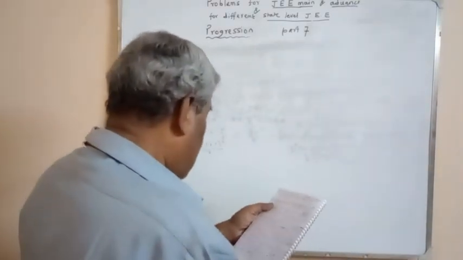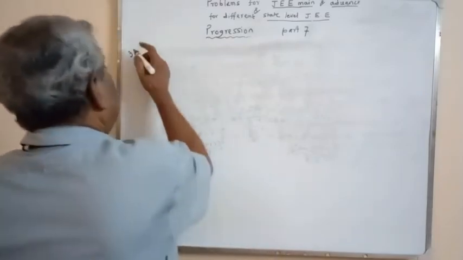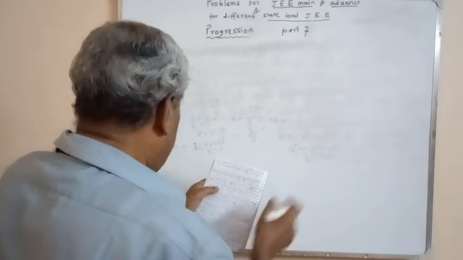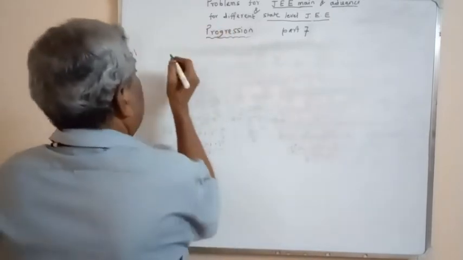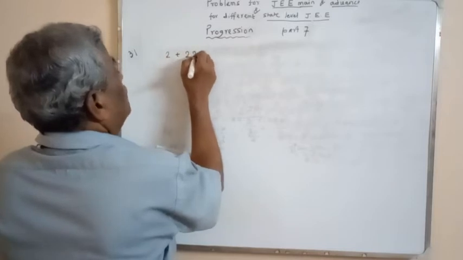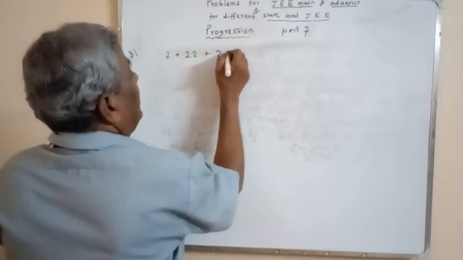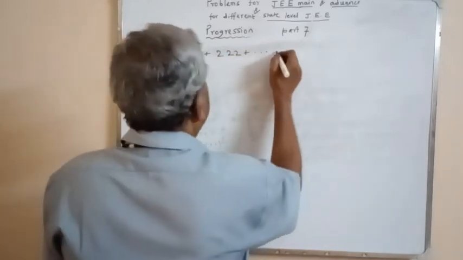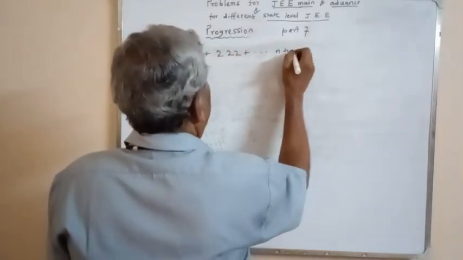Next problem is 31. Problem number 31. The problem is: sum of the series 2 plus 22 plus 222, this way up to n terms.